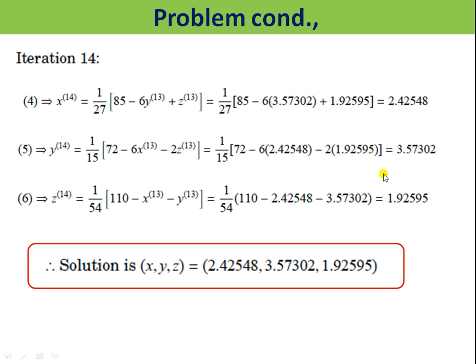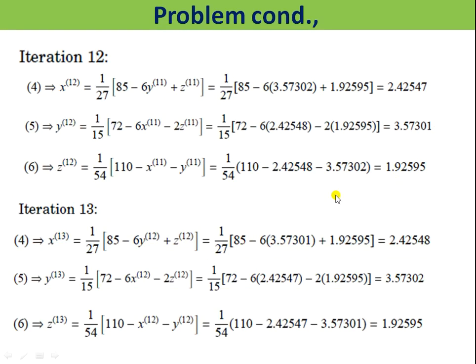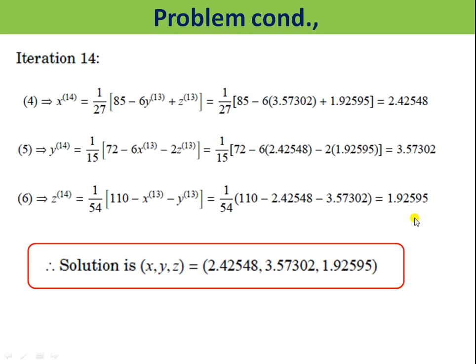Now look at the x, y, z values of the 13th iteration and the 14th iteration. These values must be equal, right? For example, look at the 13th iteration. The x value is 2.42548. Here also 2.42548. Similarly, the y value is 3.57302 and the z value is 1.92595. Here these values are equal up to the fifth decimal. Therefore, the solution of x, y, z is 2.42548, 3.57302 and the z value is 1.92595. So this completes the problem.